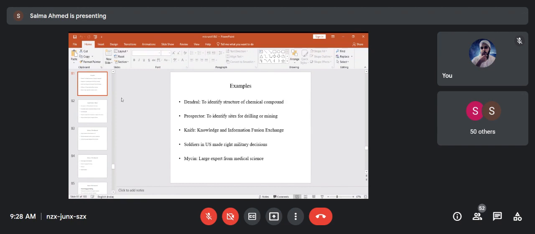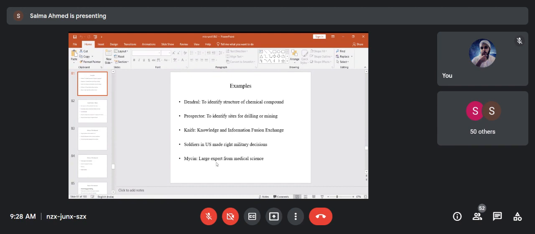The third is KNIFE. It's a short form for knowledge, information, fusion, and exchange: KN for knowledge, I for information, F for fusion, E for exchange. This was used extensively for taking military decisions.